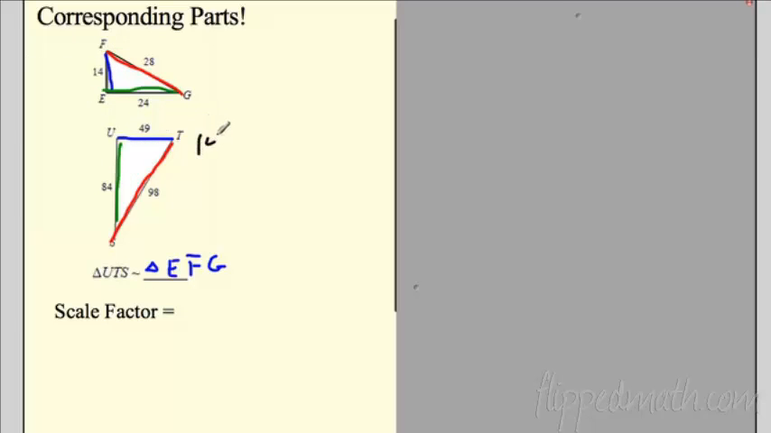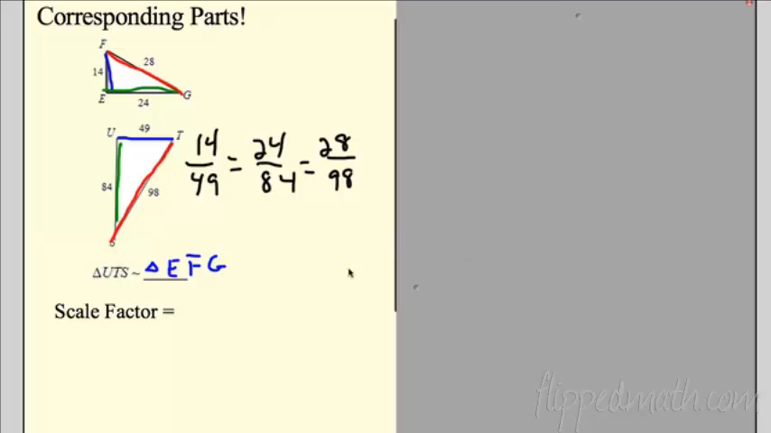If FE is to UT, so 14 over 49, or you could flip it, 49 over 14, doesn't matter. I'm just going to go from small to big, as long as you're consistent. You could easily go big to small as long as you're consistent. That's got to be the same thing as what? Let's do green. 24 is to 84. And that's got to be the same thing as what? 28 is to 98. So for them to truly be similar, all that has to be true.